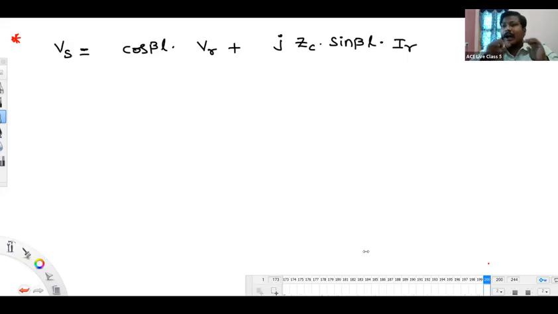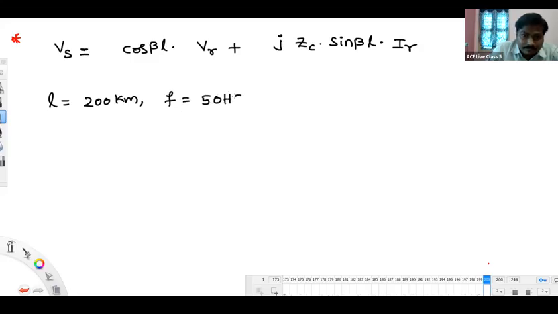But practically speaking, the length of transmission line required is maybe 100 kilometers, 200 kilometers in that range. So practically, the line length is 200 kilometers. Operating frequency is 50 Hz. Surge impedance of the transmission line is, let us say, 350 ohms. These are the details of the transmission line wire. Now, listen kindly.